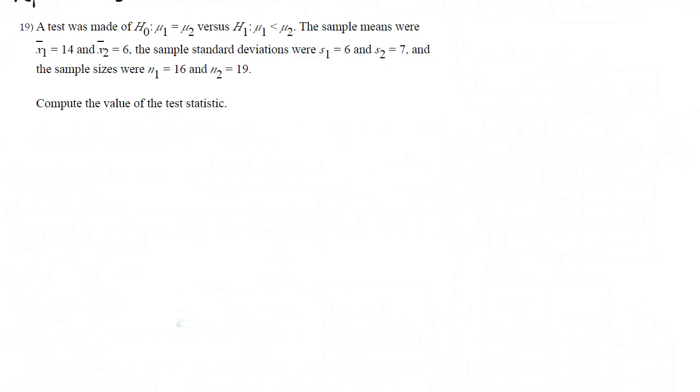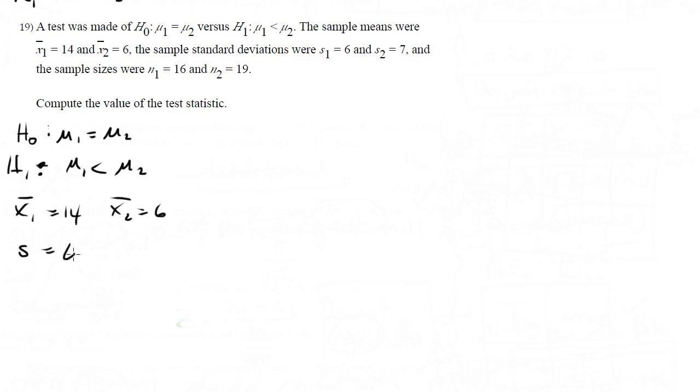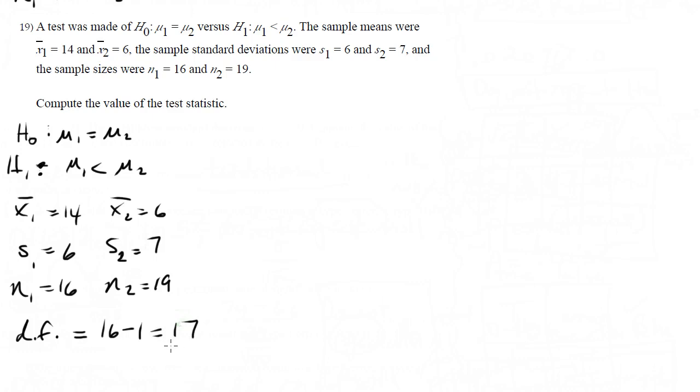Number 19. A test was made of null hypothesis: mean 1, mean 2 are equal to each other. Statement of equality. Alternative hypothesis is that mean 1 is less than mean 2. The sample means, x1 bar is 14, x2 bar is 6. Sample standard deviations, 6 and 7, is going to be a t-test. N1 is 16, N2 is 19. The degrees of freedom here, just like the previous example, are going to be the smaller, 16 minus 1. So that's going to be my degrees of freedom.